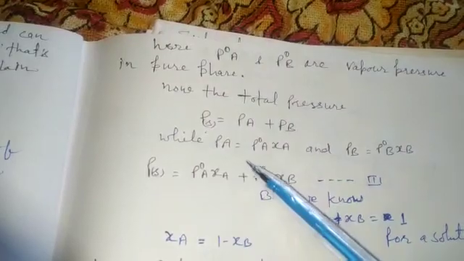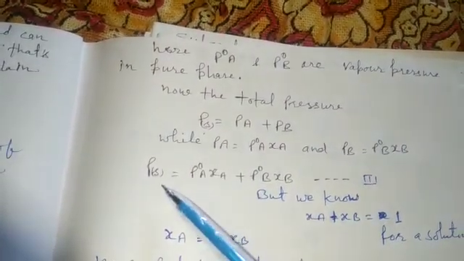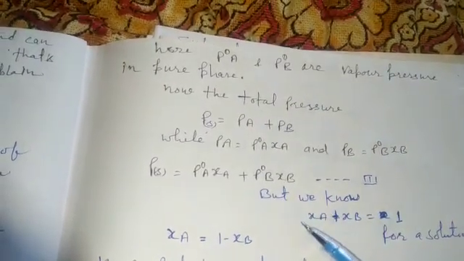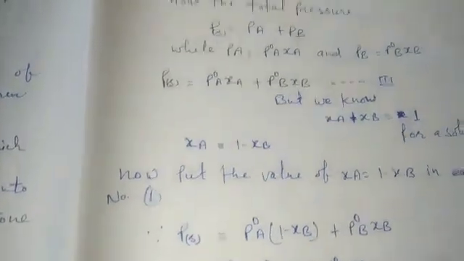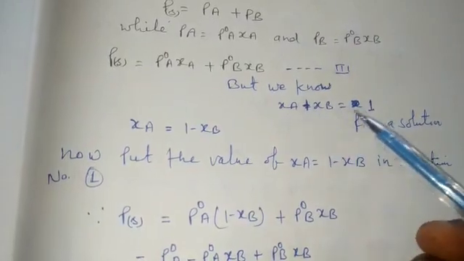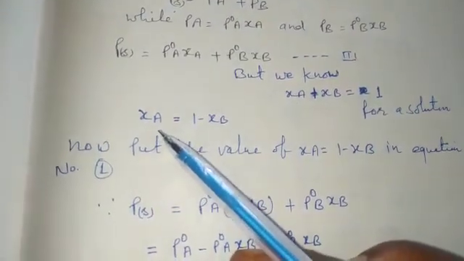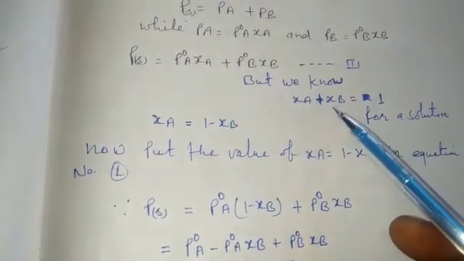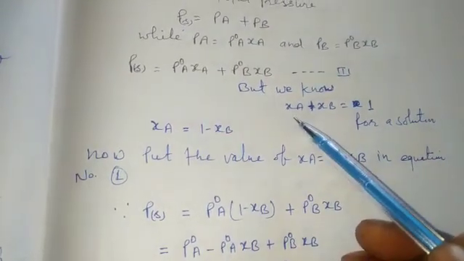By putting in the values of Pa and Pb, we get P naught A Xa plus P naught B Xb. But we also know that the total mole fraction of a solution is 1. So we can convert: Xa is equal to 1 minus Xb. How? By transposing Xb to the right-hand side, so the sign will be changed.